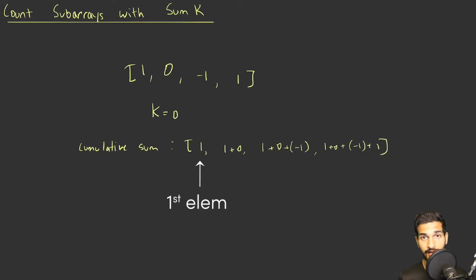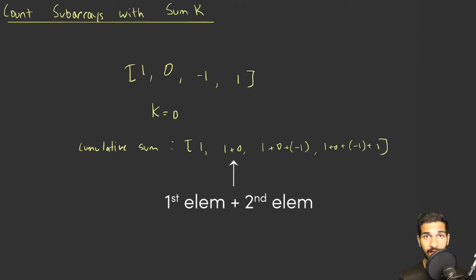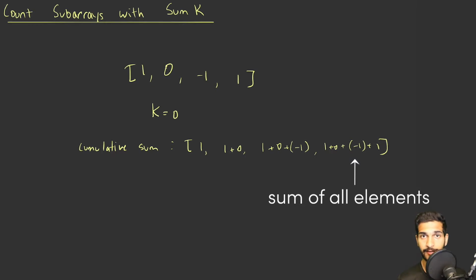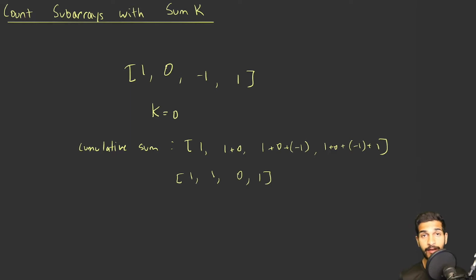So you'll see the first element is our first original element. Our second element is the first element plus the second element. Our third element is the first plus second plus third element. And our last element is all the elements in the array combined. And if we add all those numbers up, this is what we get. And there we have it. Our cumulative sum array is 1, 1, 0, 1.